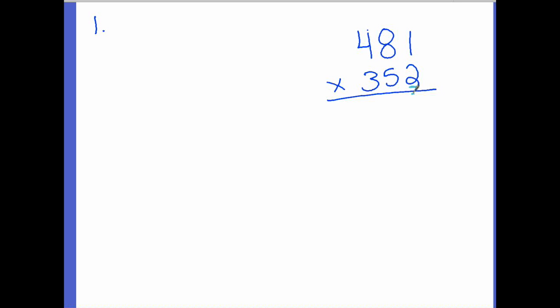So 2 times 1 is 2, and that starts in the ones place. 8 times 2, everybody? 16, carry the 1. 4 times 2? 8 plus 1 is 9. Now I go to my second number. If you want, you can just cross this out. Now I go to my second number. Where does the second number begin?